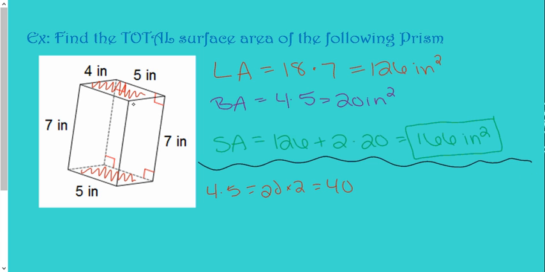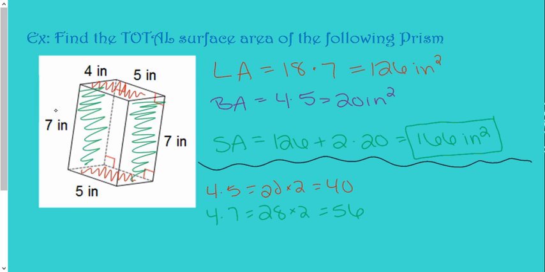Well, now I also have my front and back. So I have this side and this side, and both of those are 4 times 7. Okay, so 4 times 7, which is 28. And as we said before, we have 2 of those, so we get 56.